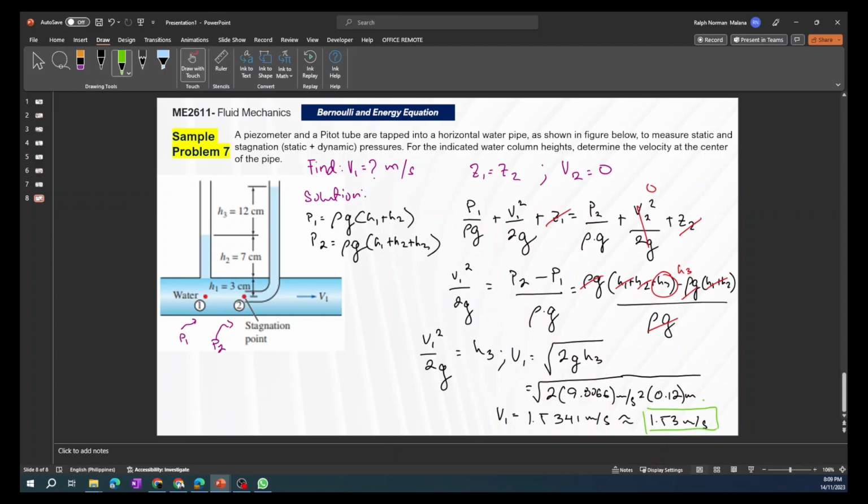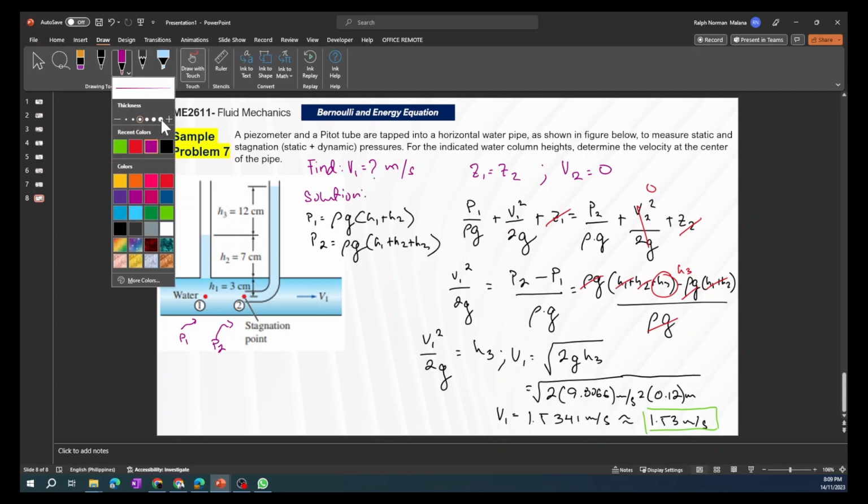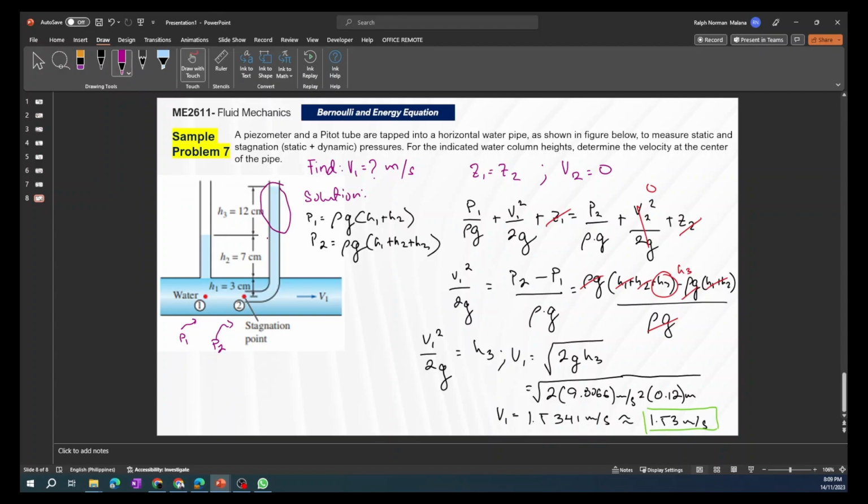So if you notice, to get V1, we simply get the difference to determine the flow, because all we need is to measure the height of the excess fluid here. Let's just highlight that as purple. In the pitot tube, compare that to the piezometer. So in this case, H3 is 12 centimeters, and we apply Torricelli's equation here, which, if you recall, is the square root of 2gh.